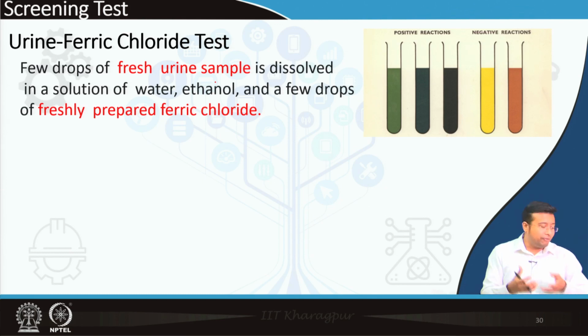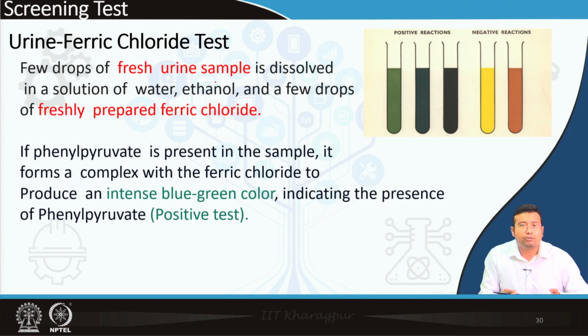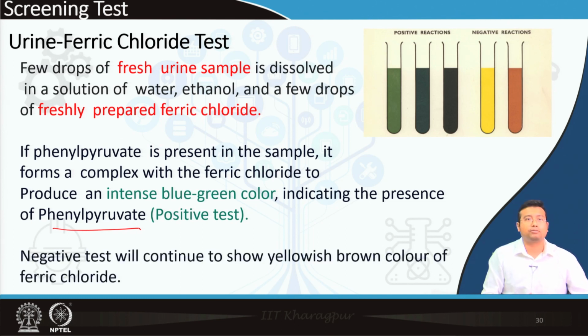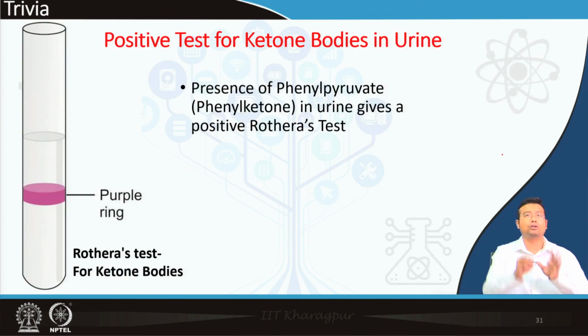So, what will happen? Phenyl pyruvate, being a phenyl ketone, gives an intense blue green color and it indicates a positive test. So, if there is phenylalanine, ultimately it will be converted to phenyl pyruvate, through alternative paths of metabolism, and that will lead to a positive test for phenylketonuria. If the test is negative, it will show the brownish or yellowish color of ferric chloride. Okay. So, the test for ketone bodies is positive in phenylketonuria.